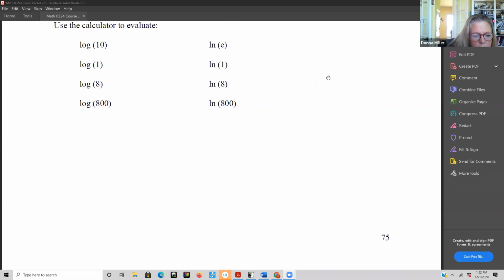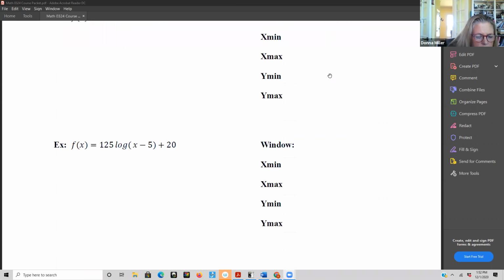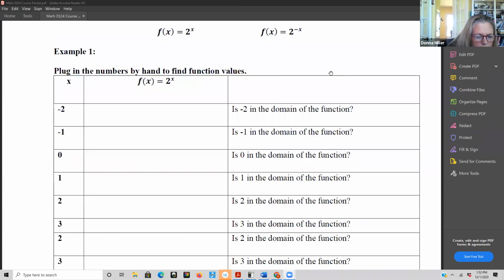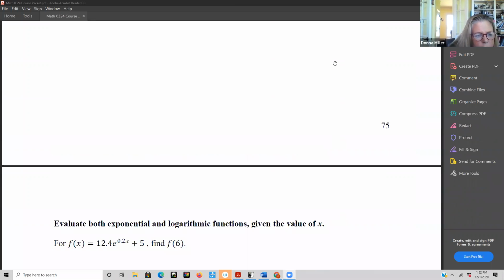Let's see, close that out to go down. Are we going to talk about other log bases? While I have a second, I'm going to talk about it. I might be coming up, but I just want to talk to y'all about it.